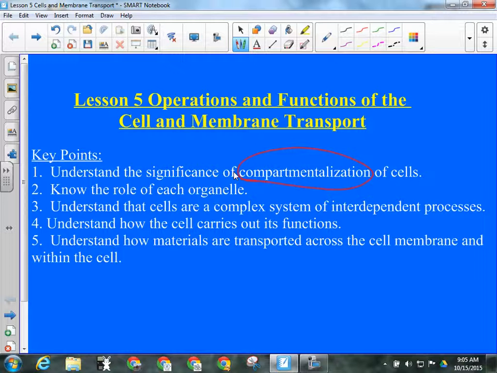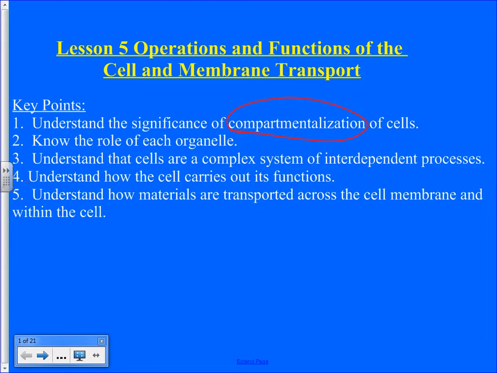Okay, like I said, we need to know the role of each organelle. We need to understand that cells are a complex system of interdependent processes. Okay, what does interdependent mean? They rely on each other. If one thing goes wrong, everything else, there'll be like a trickle-down catastrophic effect. Okay, so they're interdependent on each other. One thing needs the raw materials from one other thing and so on. Okay, understand how the cell carries out its functions, and understand how materials are transported across the cell membrane and within the cell.